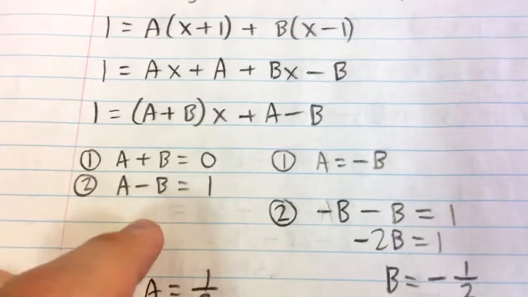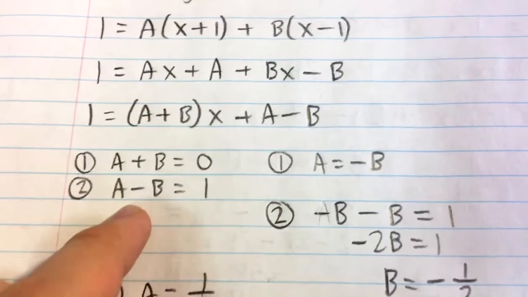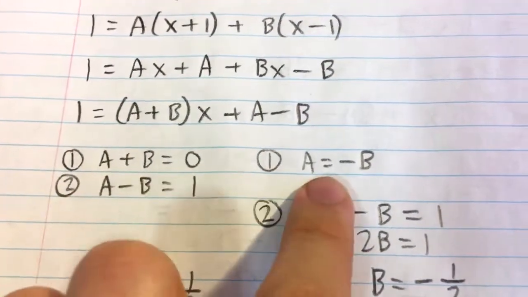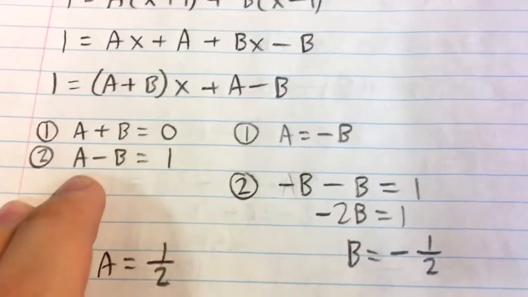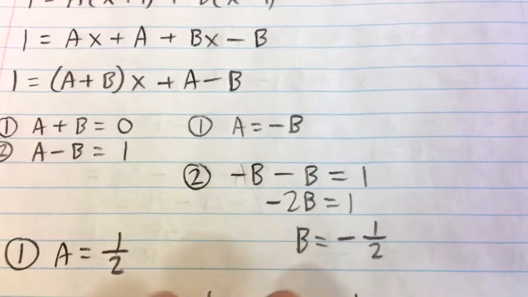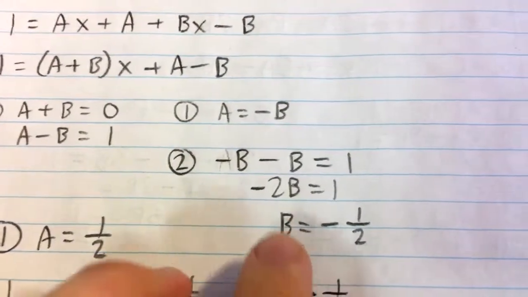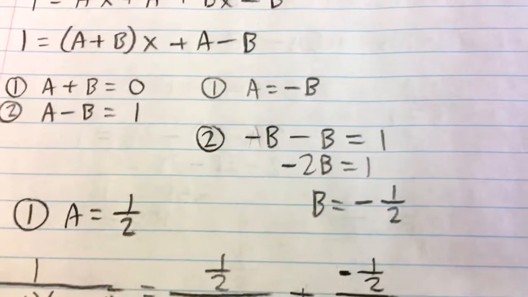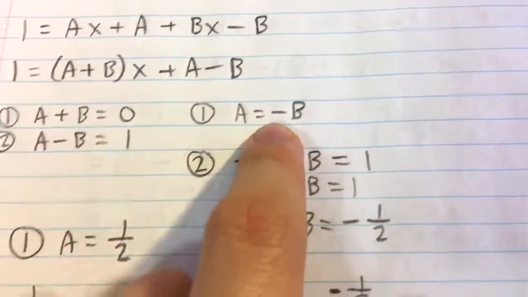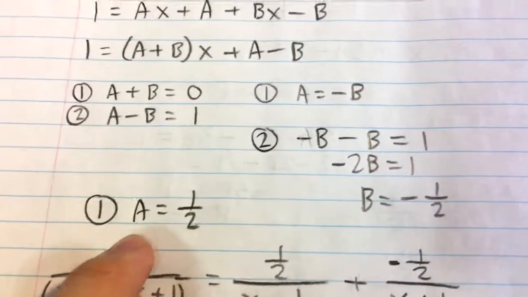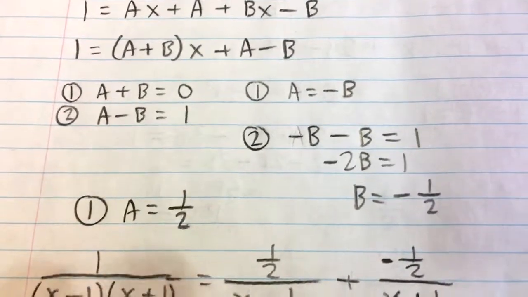And so we're going to solve the system for a and b using substitution. So we say a equals negative b in the first equation. I'm going to plug negative b in for a in the second equation. So I have negative b minus b equals 1. So negative 2b equals 1 and b equals negative a half. And we can plug that value into the first equation and say a is equal to positive 1/2.